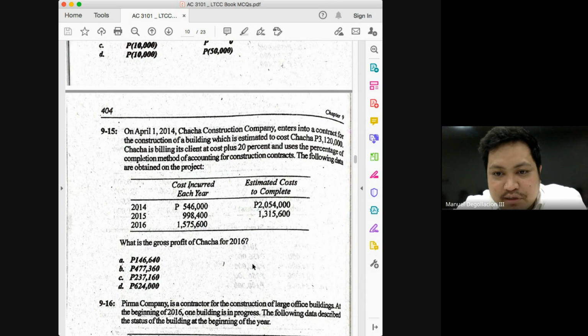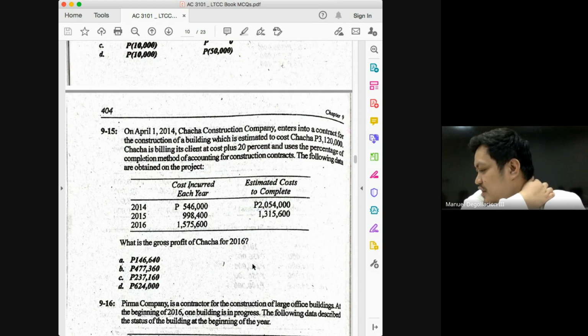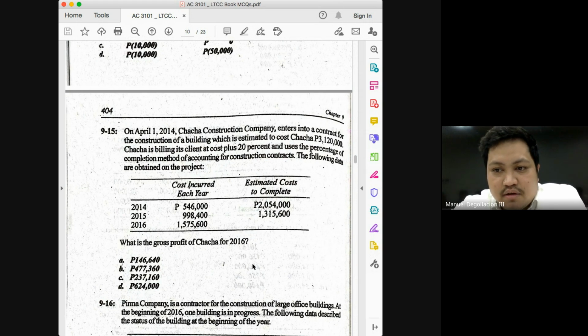Okay, let's solve for the percentage of completion. What's the cost incurred to date? 1,544,400 divided by 2,860,000. So how much is 1,544,400 divided by 2,860,000? That will give you 54%. Multiply that with our expected gross profit. How much was the expected gross profit? 884. How much is 54% times 884? 477,360. That would be our cumulative RGP.